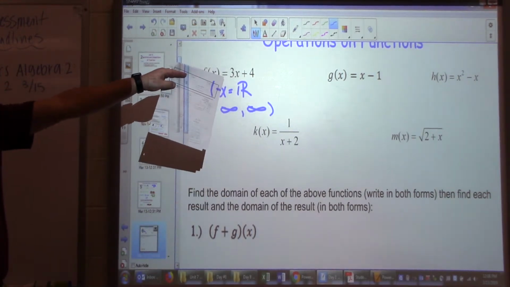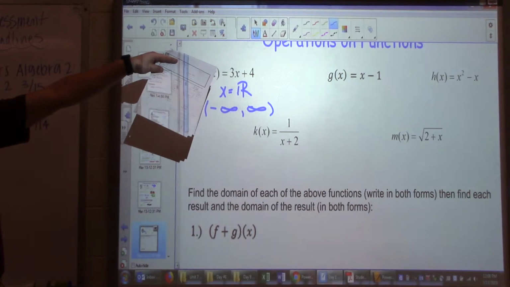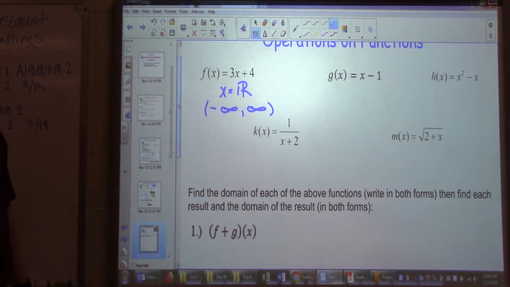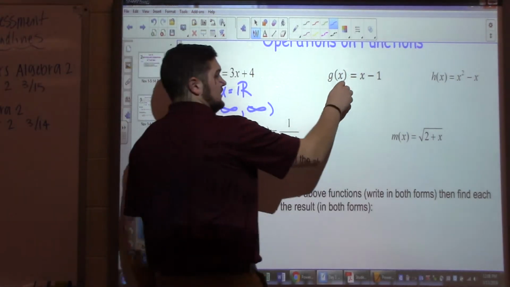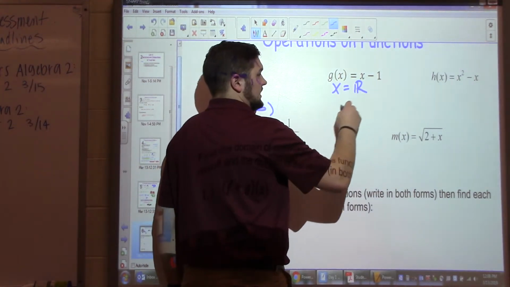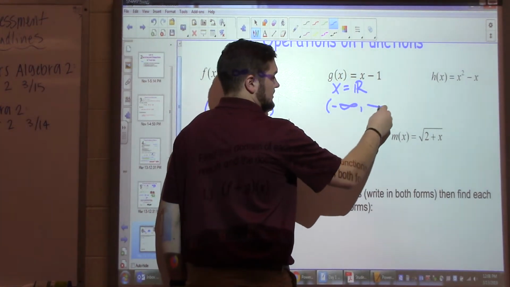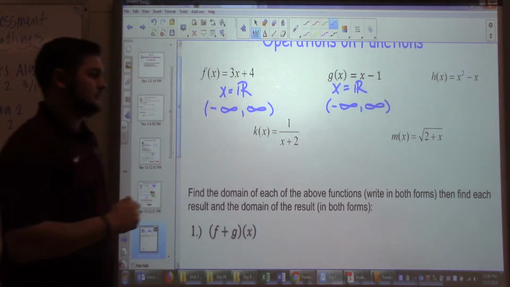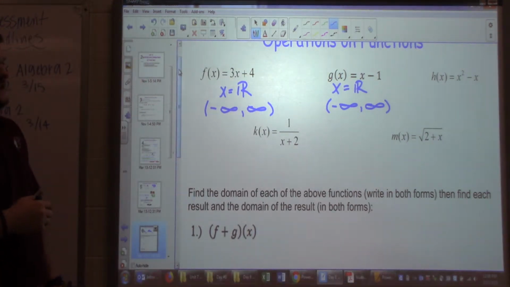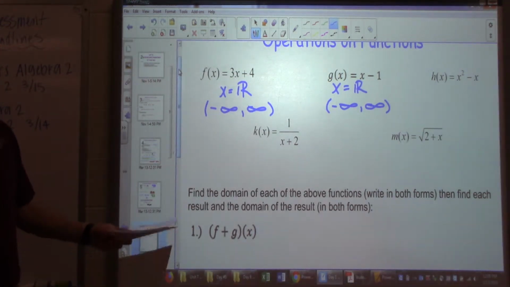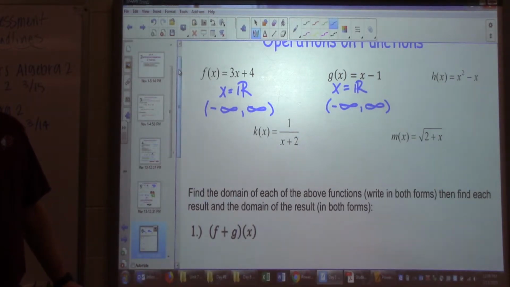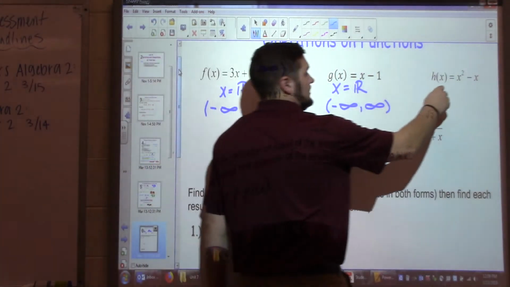G of x. Any sort of restriction? No, there's no denominator, there's no square root. So x in the real number set, negative infinity, positive infinity. H of x, we get x squared minus x. Any restrictions? Any denominators, any square roots in h of x? No, so same thing.